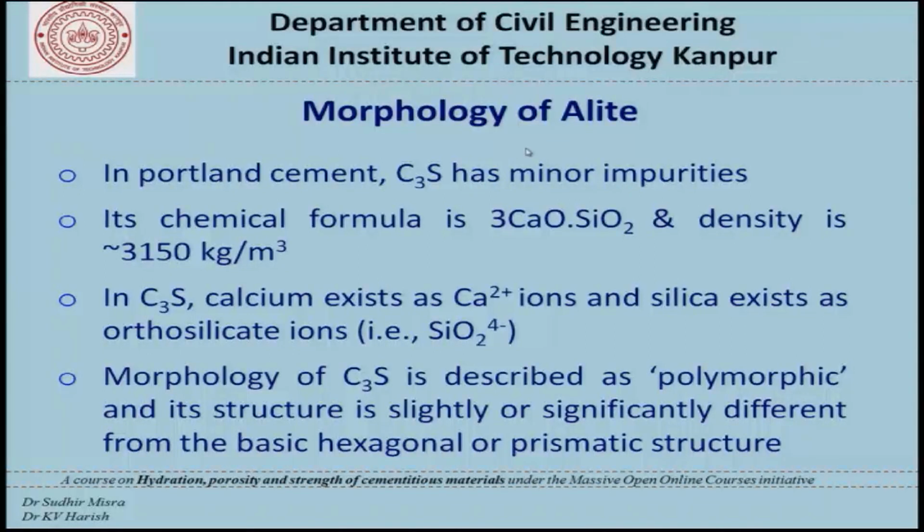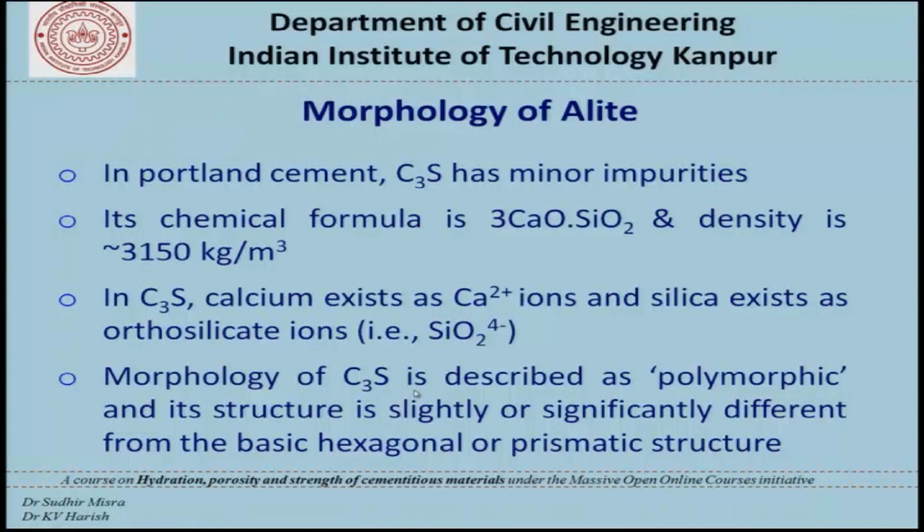The third one is morphology of Alite. Again, Alite also has minor impurities, and the chemical formula is 3CaO.SiO2, and the density approximately is 3150 kg per meter cube. In C3S, calcium exists as Ca2 plus ions, and silica exists as orthosilicate ions, and formula is SiO4 4 minus. So, SiO4 4 minus is called orthosilicate ions, very important.